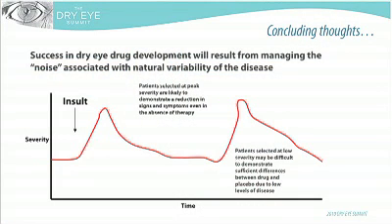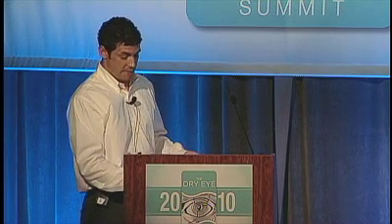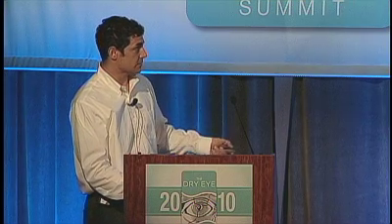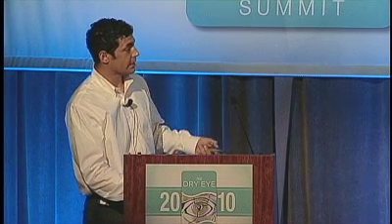So to conclude here, just a few final thoughts. We do believe that success in dry eye drug development will result from managing the noise associated with the natural variability of the disease. We know that when a dry eye patient enters a challenging environment, they get a spike in signs and symptoms. If we decide that we are going to take up a subject when they're at their peak of their clinical signs and symptom severity, independent of what type of therapy we give them, they are going to regress back towards their mean levels. This means it's drug, placebo, whatever, they're going to come back down.